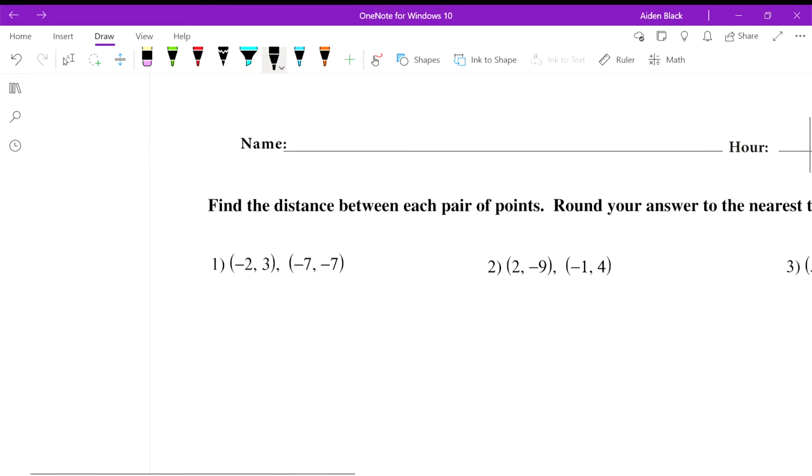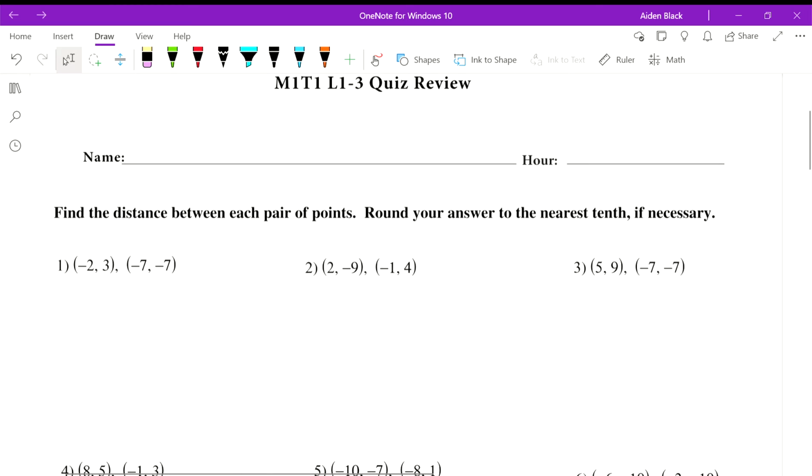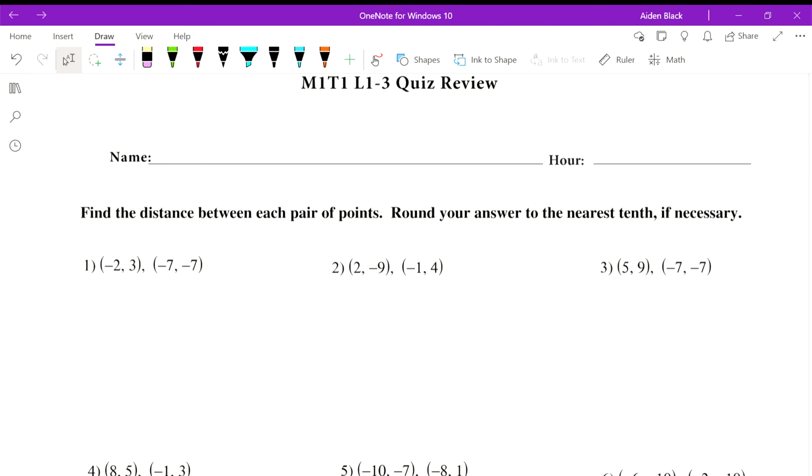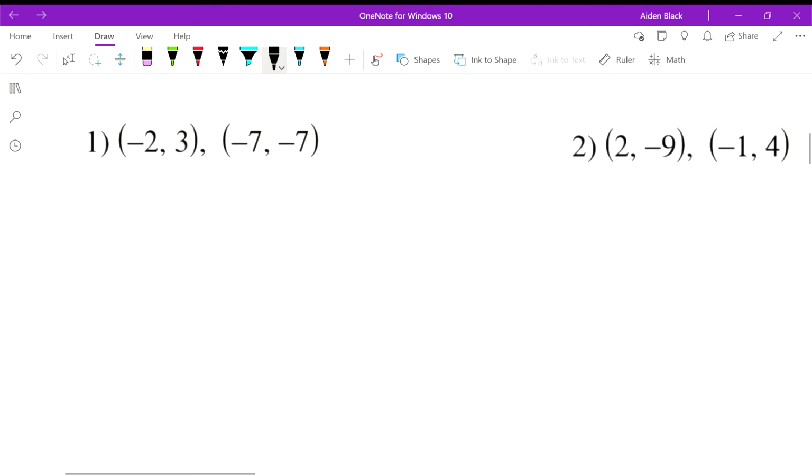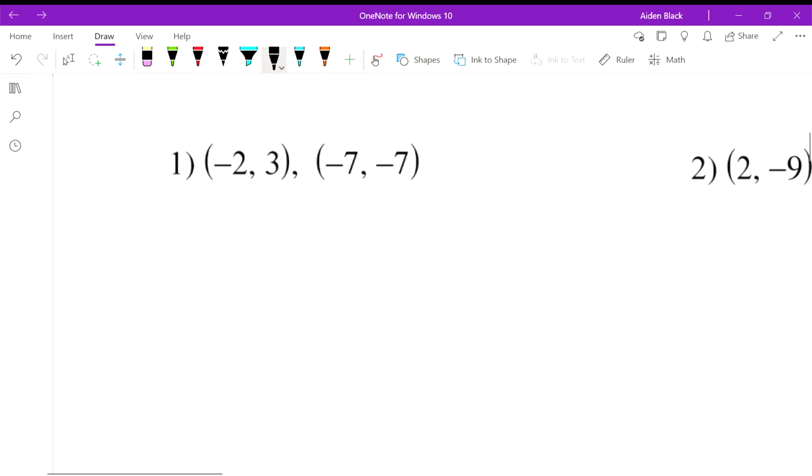Okay, so the first question on our quiz review. Find the distance between each pair of points. Round your answer to the nearest tenth. So we'll start with this first question right here where we have 2 points. This one and this one. So these are 2 different points.